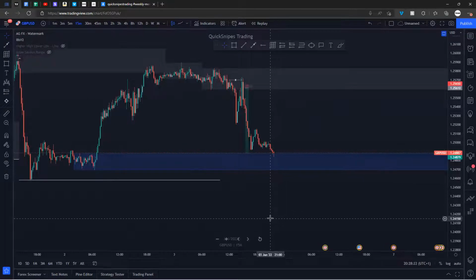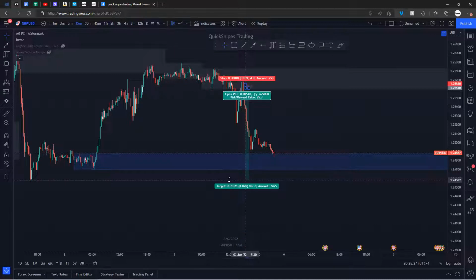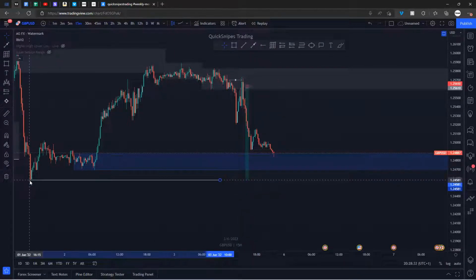So like I said, I do want to see that fail first. Personally, I don't believe it will fail, but again, that's speculation. So this could be a 25R trade if we're targeting this low over here.